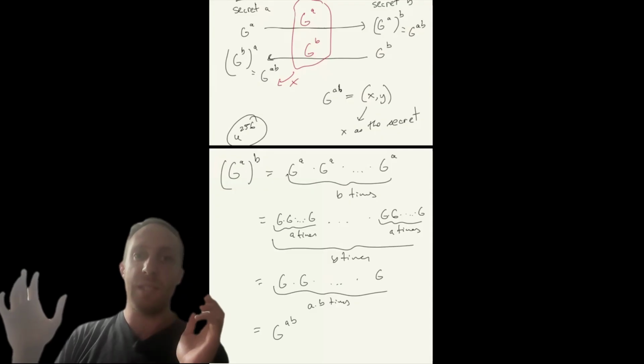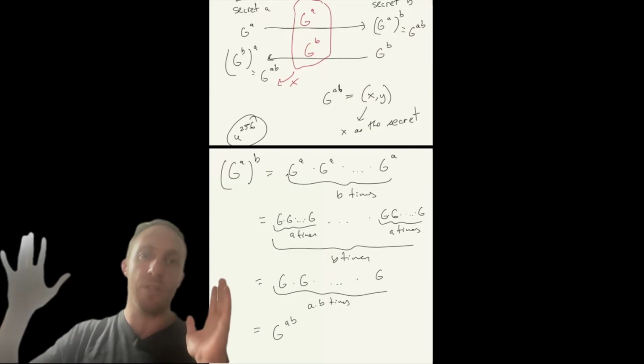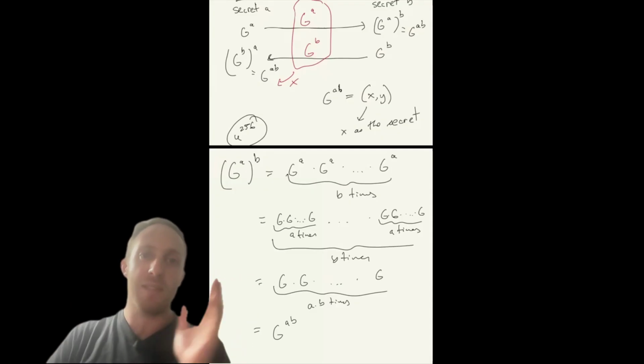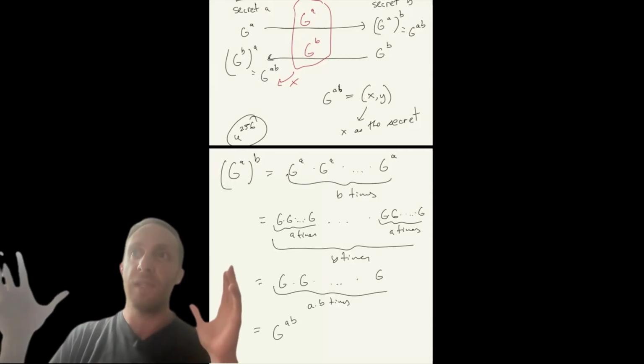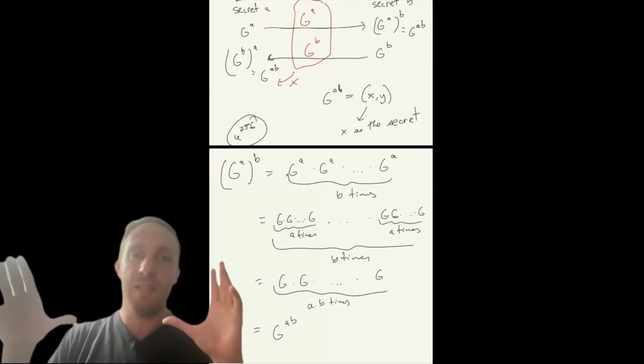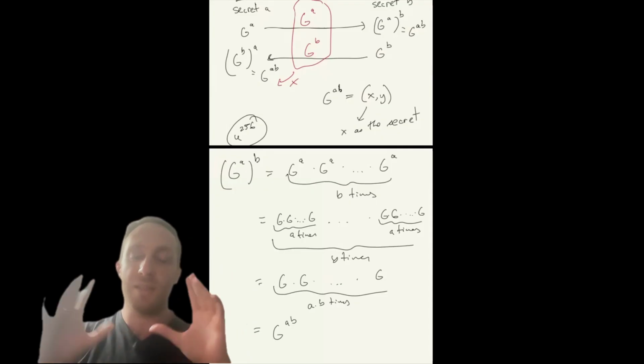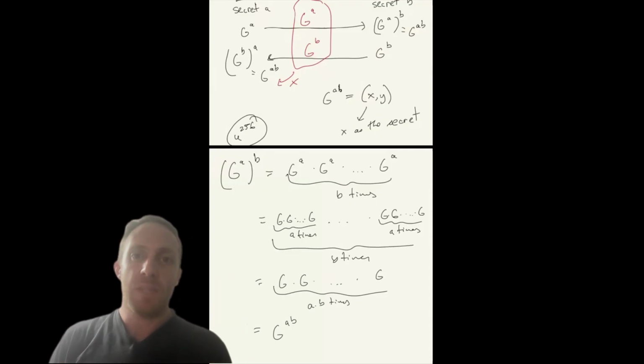There's 256 bits of security. It means you need to basically search through, on average, half of the space. So that's why you need 256 bits to get 128 bits of security, something like that. So that's the idea.